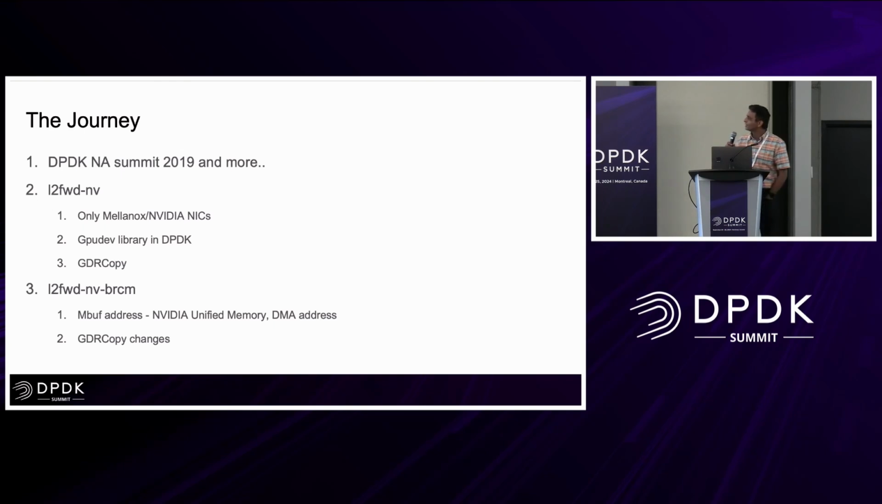So what I thought I needed was some changes to the sample application that NVIDIA and Mellanox had put together. I called it l2fwd-nv-brcm. I had to make a few changes to the application. So I retained the NV and added the Broadcom flavor to it. And then to get this solution to work, I had to make a couple of changes, not only to the DPDK library, but to the GDRCopy sources also.